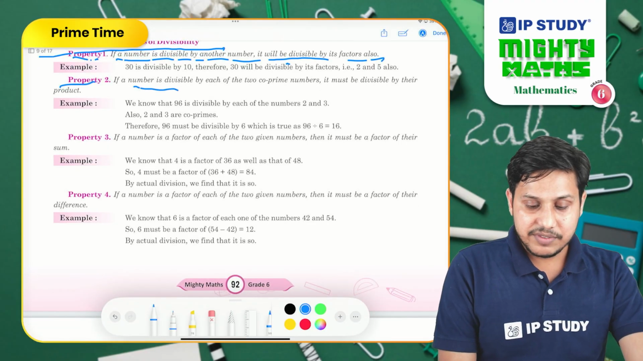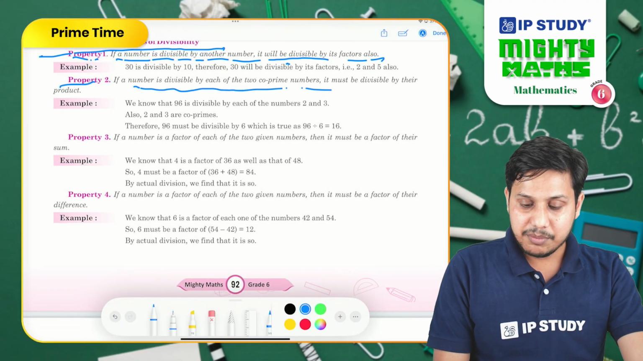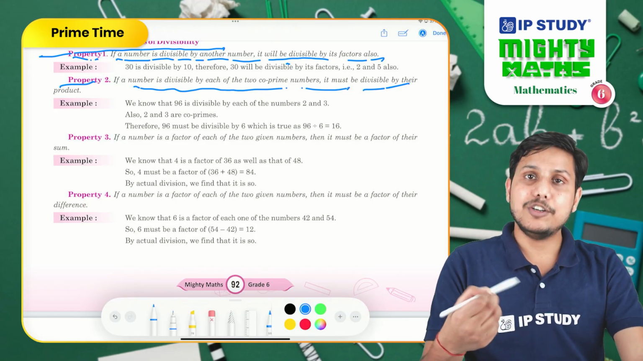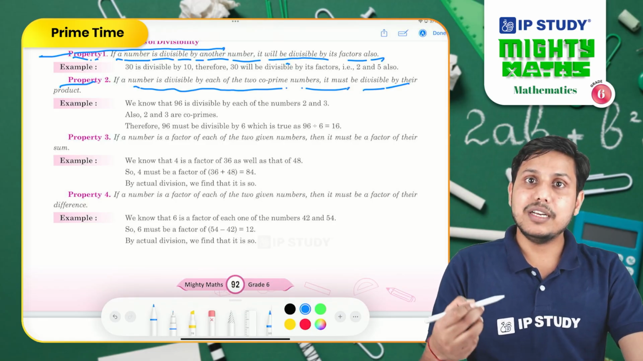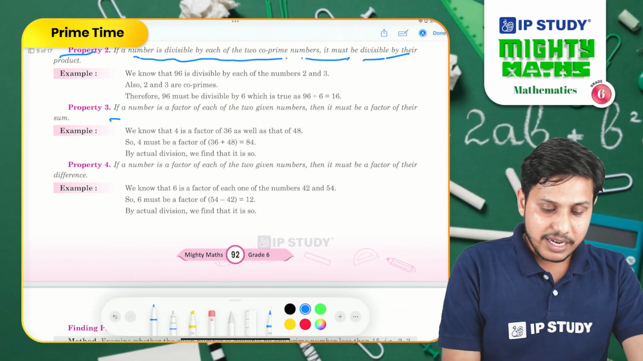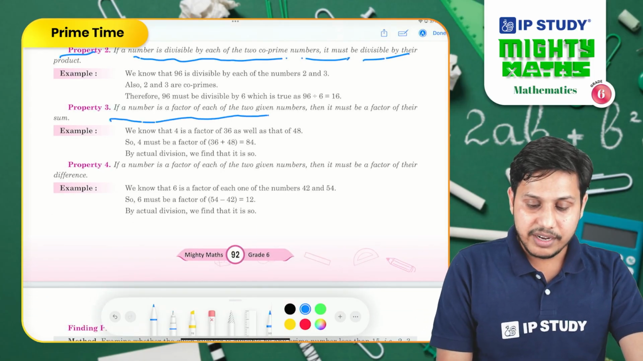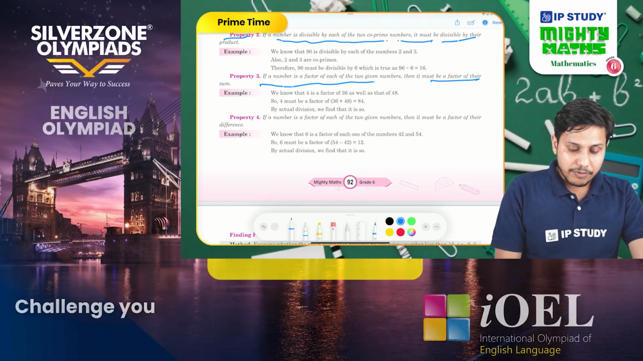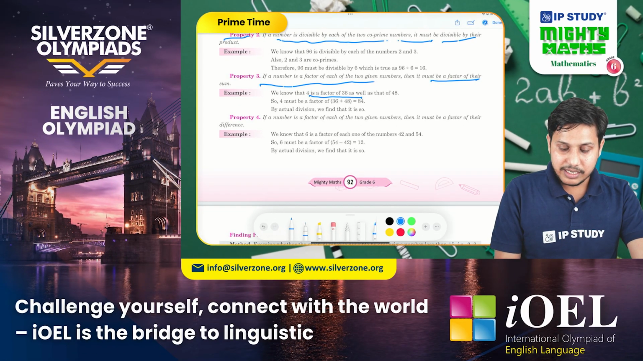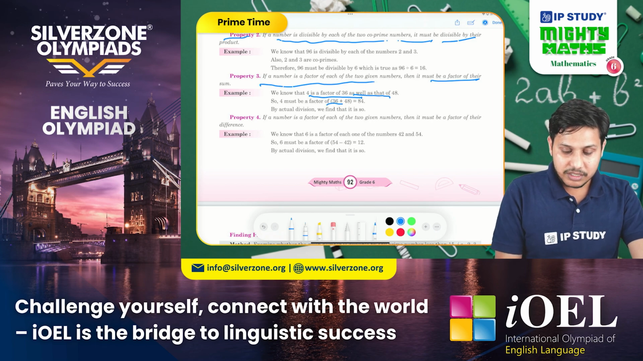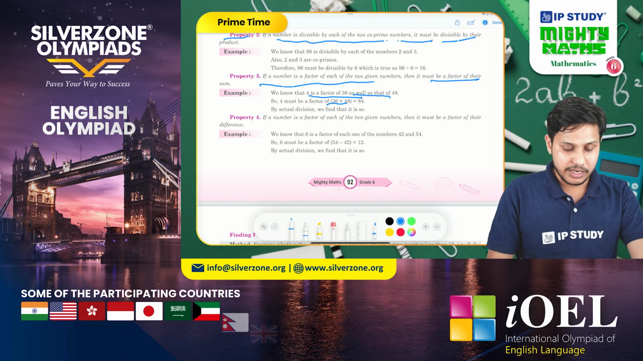If a number is divisible by each of two co-prime numbers, it must be divisible by their product. Let's suppose a number is divisible by 2 and 3, then it will be divisible by the product of 2 and 3, that is 6. Property 3: if a number is a factor of each of two given numbers, then it must be a factor of their sum. Yes. For example, 4 is a factor of 36 as well as of 48. So it will be a factor of the sum of these two numbers, 36 and 48.